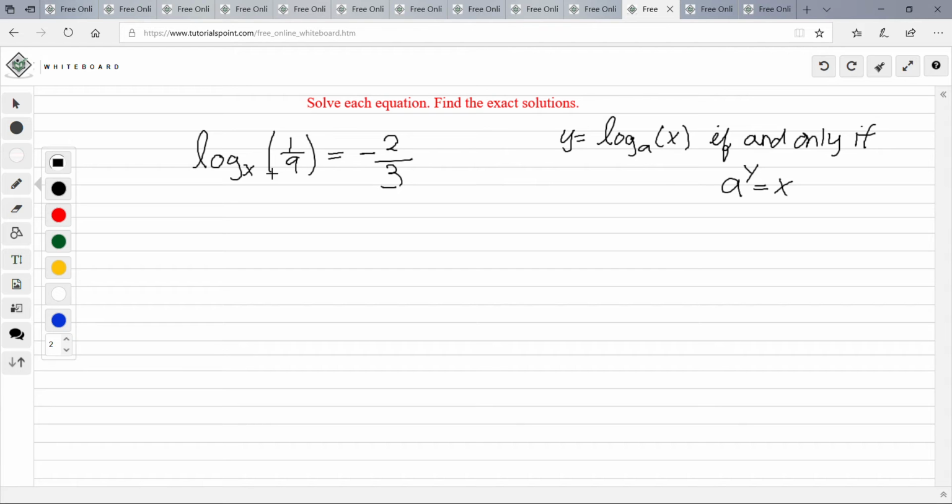So we know our base a is just x. What is our y? Our y is not just y anymore, it's this number, negative 2/3, because it's on the right side. What else do we know? What is our x? It's always inside the parentheses, so our x is 1/9. Now let's put it in this form, a to the y equals x: our a is x, our y is negative 2/3, equals 1/9.